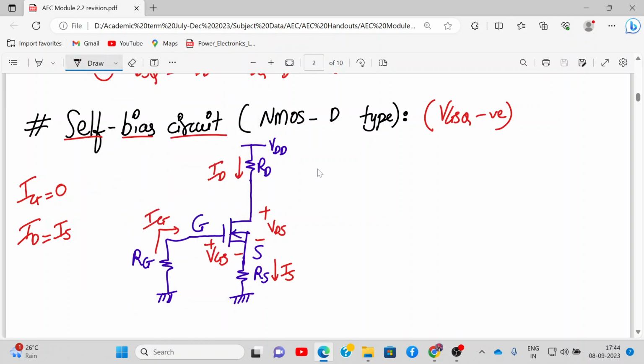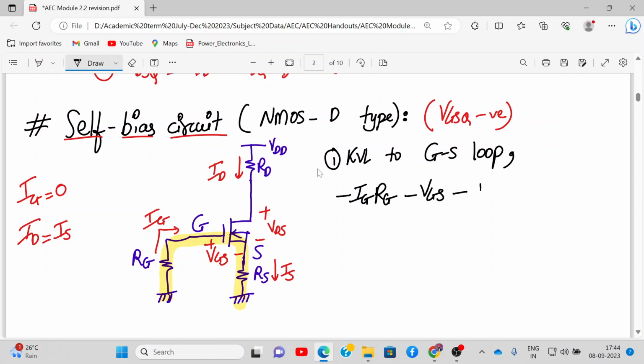So let us start by first applying KVL to the gate source loop. When we apply KVL to the gate source loop, what do we get? Here same thing we get. Minus IG RG minus VGS minus ID RS is equal to 0. Did you understand how I write this equation? Instead of ID, IS, I'll write ID RS.